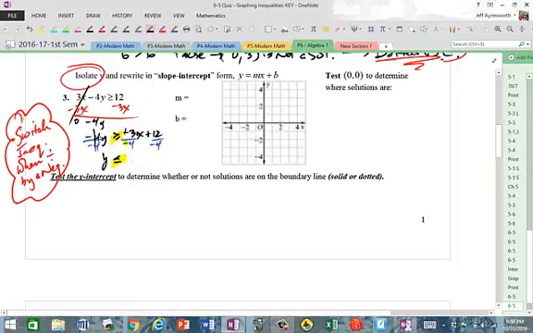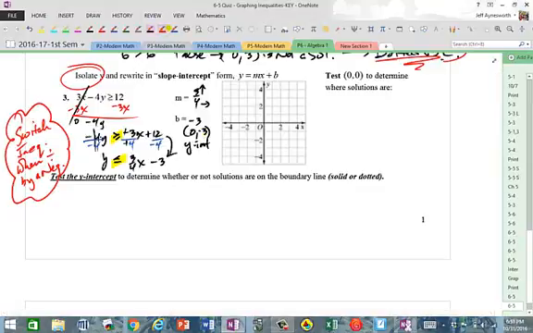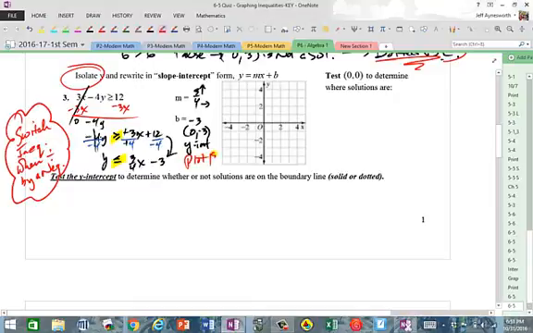A negative divided by a negative is a positive, so you get 3/4 x minus 3. You got to simplify. So my slope is 3/4, up 3, right 4, from negative 3. There's your y-intercept. So what you want to do is you want to plot this first, as I say every single time.